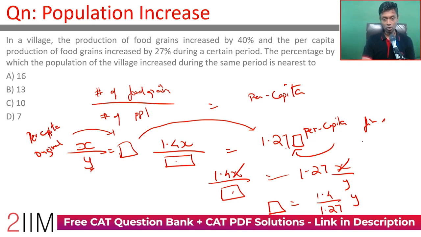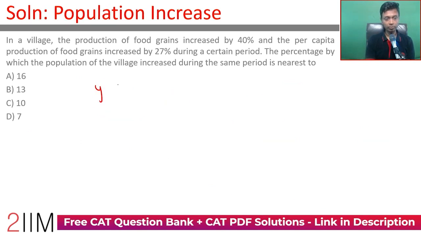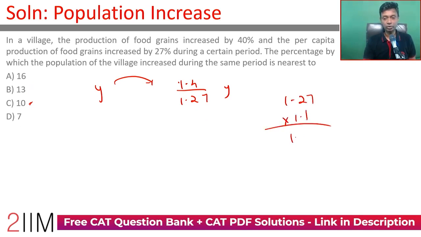And so the population of the village increased during the same period, nearest to what, is what we need to find. So y becomes 1.4 by 1.27 y. What is it closest to? This will be around 10% is my guess. So I'm just going to do 1.27 plus 1.13. So it's not 13, it's less than 13%. Let's do 1.27 into 1.1. We'll see where it takes us.